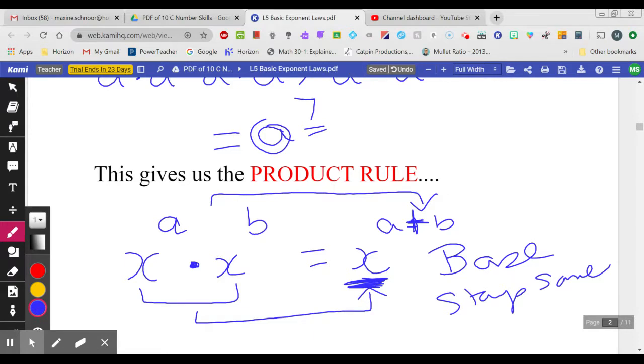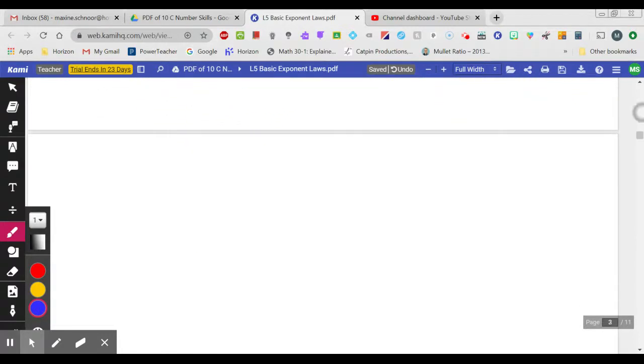Now, one other thing to let you know: in Math 10C, we don't give you the exponent laws, we expect you to know them. Okay, so you're going to have to remember these.